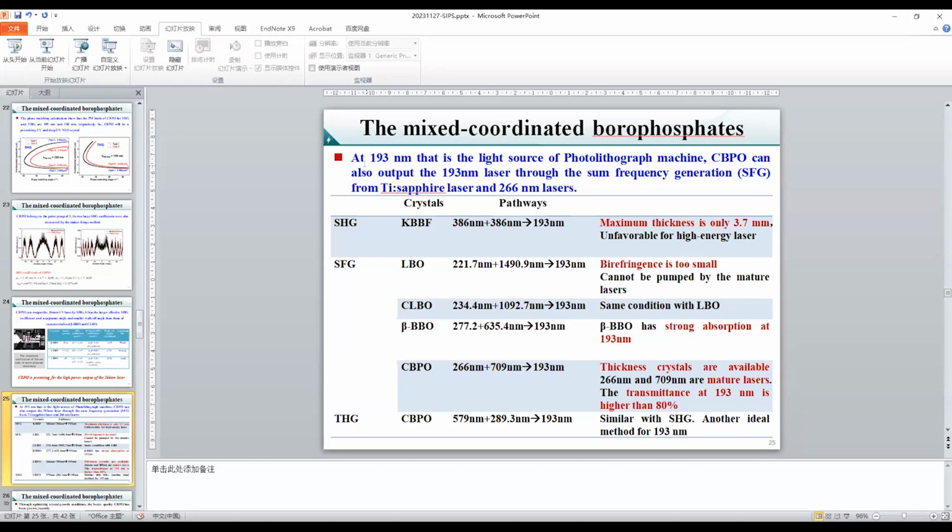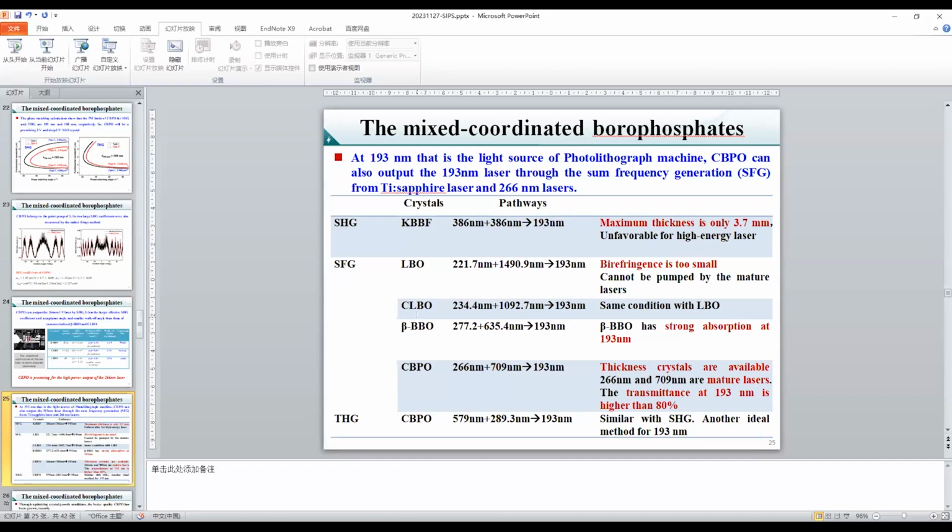193 laser is a light source for the laser machine, and this compound with other compounds can achieve 193 nanometer laser output. We can say, firstly, KBBF can also achieve this wavelength laser output, but KBBF has a very strong layer habit. The maximum thickness is only 3.7 millimeters, so it's very difficult to achieve high energy laser output with this very thin crystal.